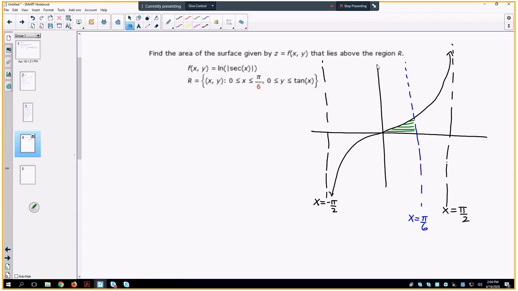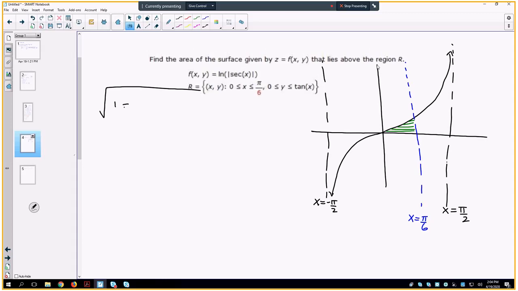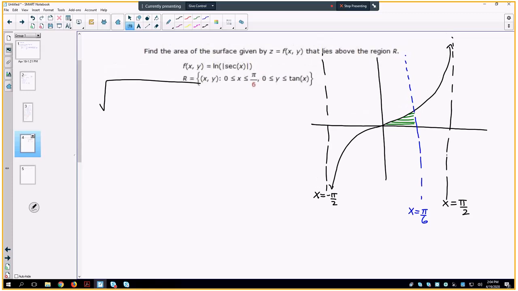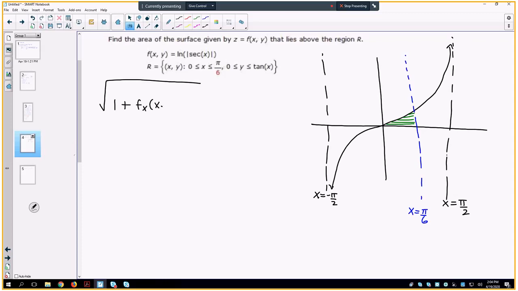And I'm finding surface area, so I know that I'm going to be finding the square root of 1 plus my partial with respect to x whole squared, plus my partial with respect to y whole squared. So let's find these first.